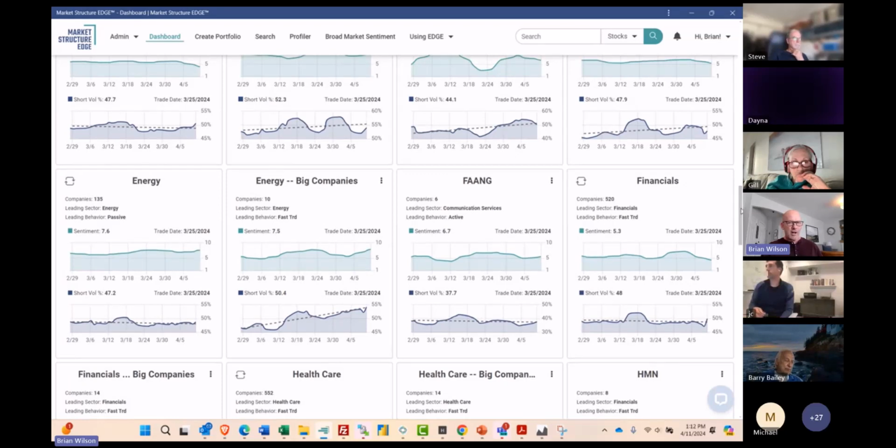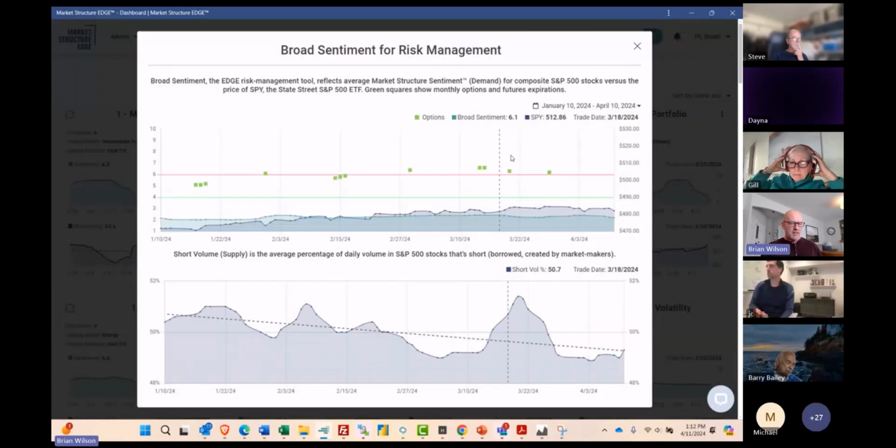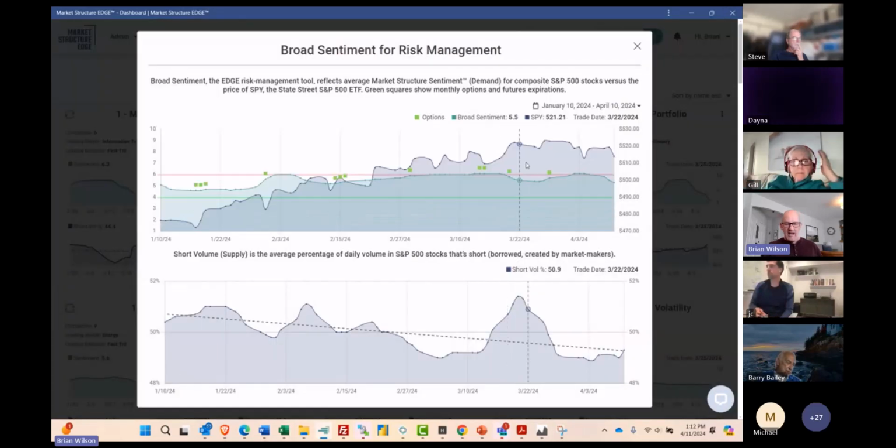So right now, I would say the risk is, can big tech save the day? Henry, you mentioned this earlier, because we have declining demand and short volumes that are rising, that's exactly the opposite of an environment that you want to go long into. Big tech looks okay right now.